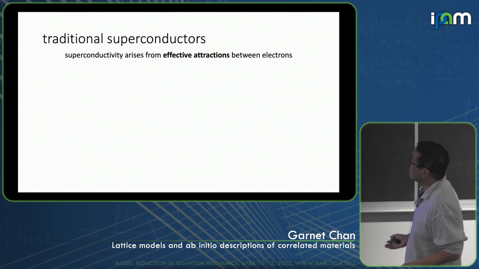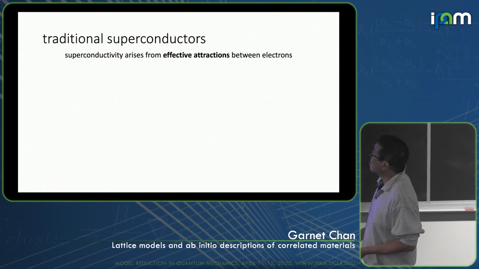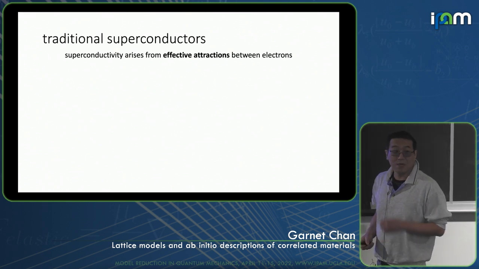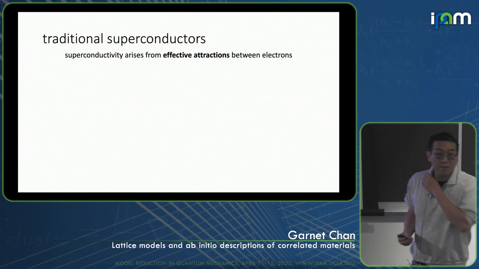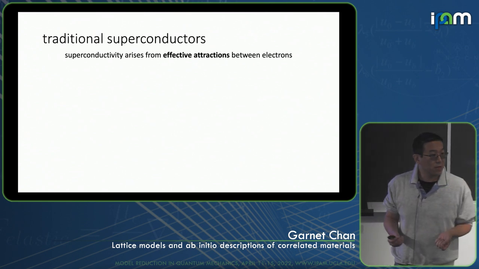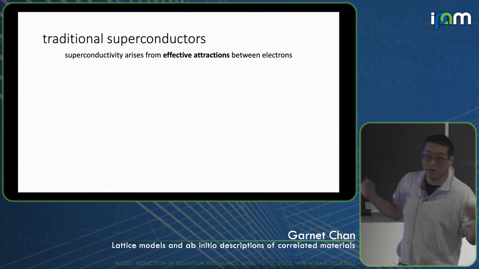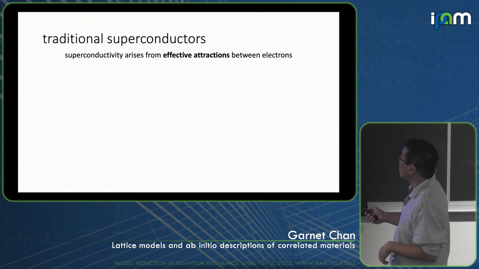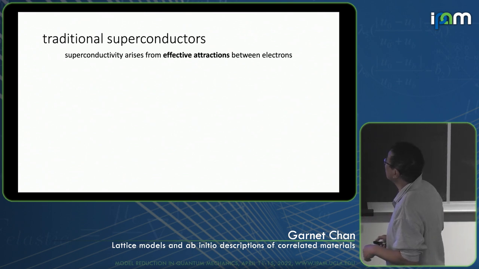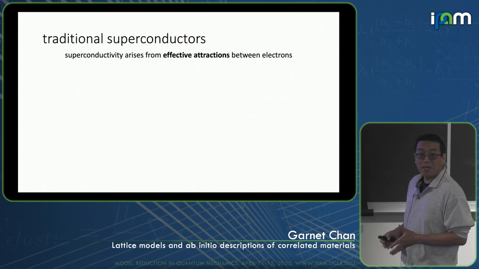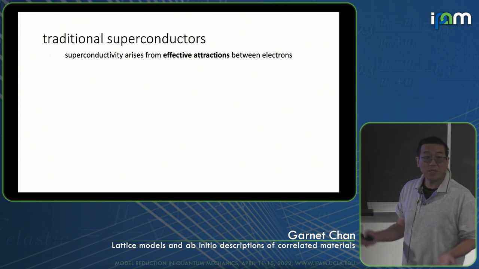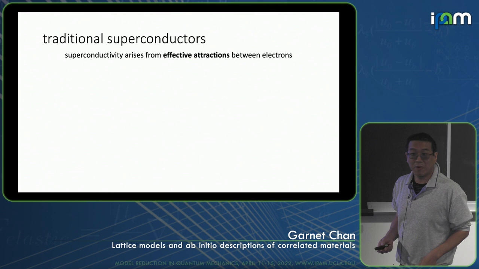Superconductivity as a bulk phenomenon arises when there are effective attractions between the electrons. And this may seem a little bit unusual because electrons, of course, have negative charge, so why are they attracting? But the key point here is this is an effective attraction, and this can arise when the electrons are embedded in some kind of medium. They're put in the presence of other particles.